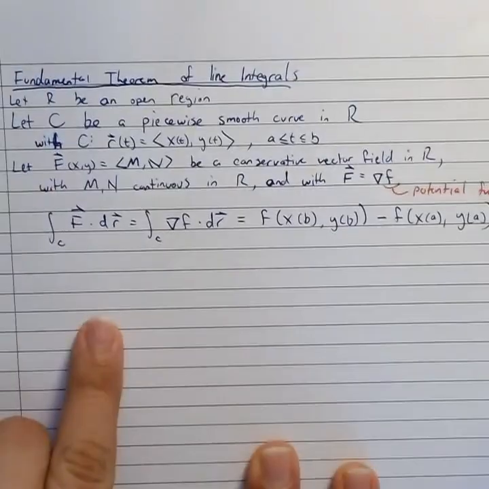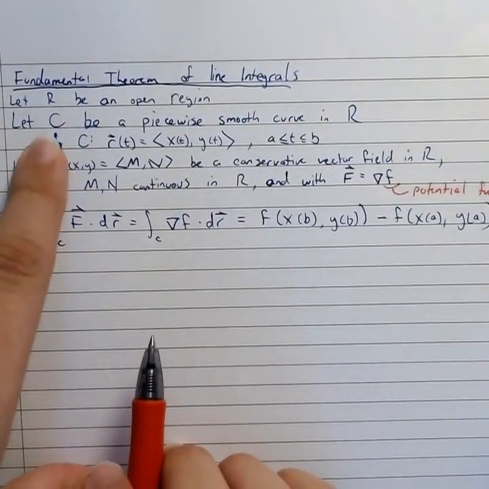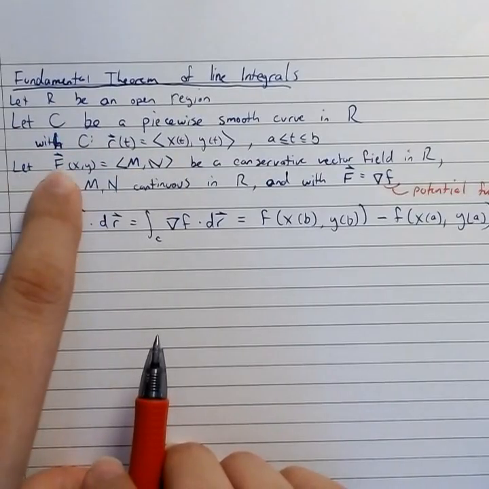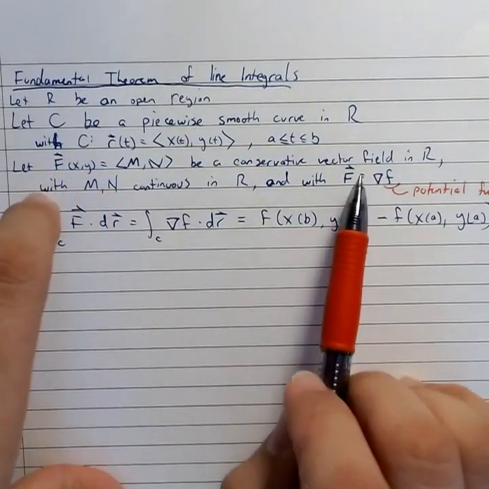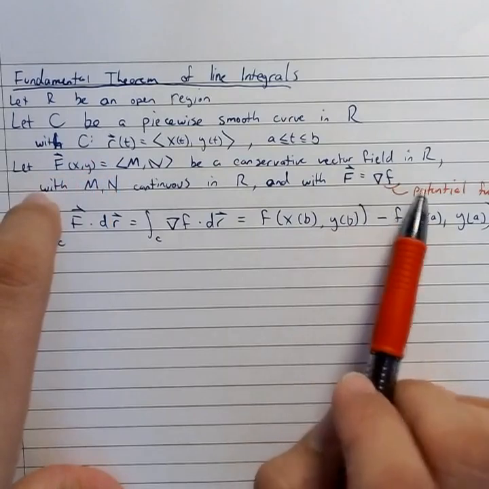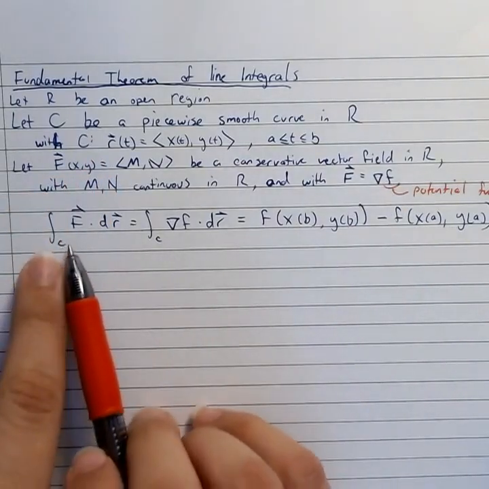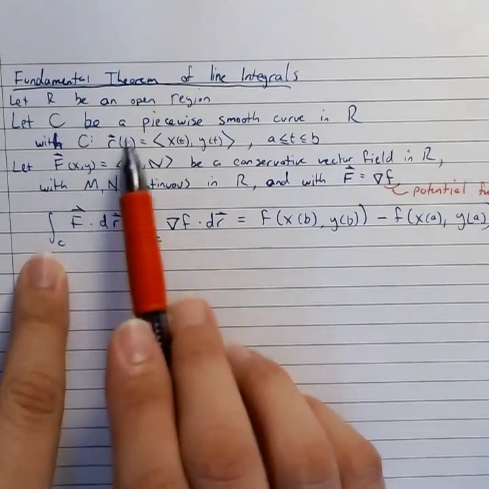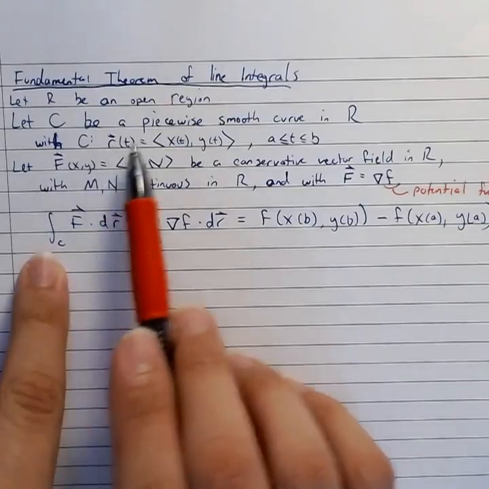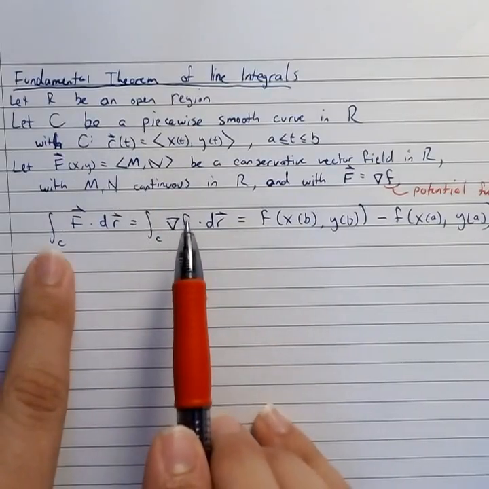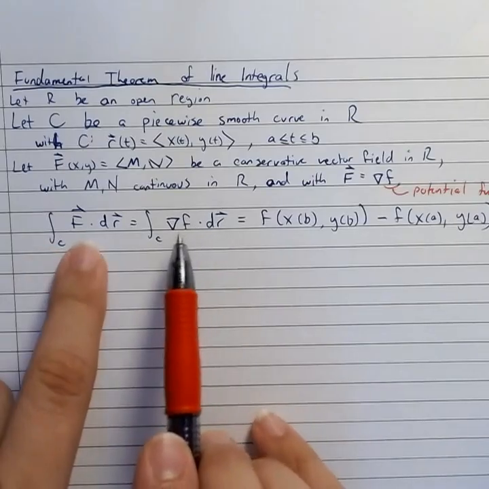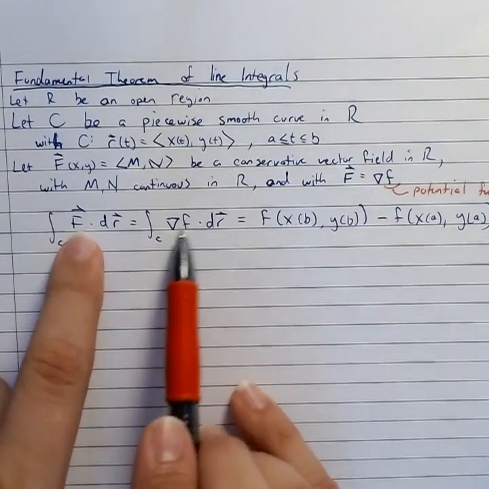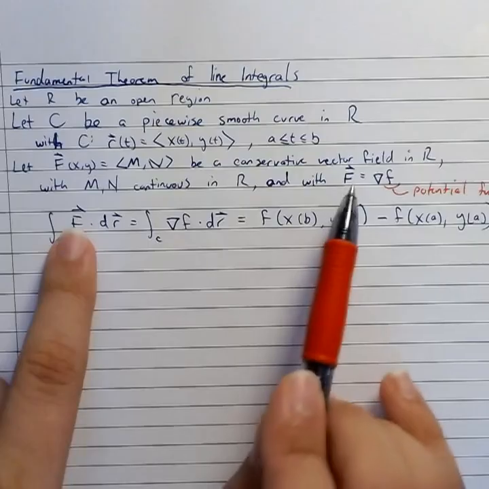Okay? If all of that's true, if you have R as an open region, C is a piecewise smooth curve defined as a vector-valued function, and F as a conservative vector field, which has little f as its potential function, then the line integral over C of F dot dr, the line integral of that vector field over that contour, over that line, is equal to the integral of the gradient of f dot dr. Okay, well, that's just a simple substitution. After all, the vector field is the gradient of f. So here, that's just a substitution of notation.